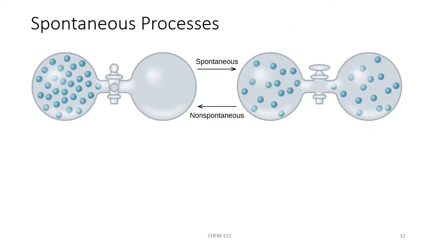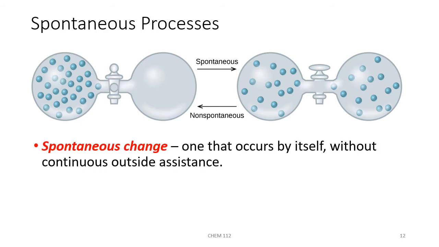Next, we're going to learn about spontaneous processes. Spontaneous processes have a natural tendency to occur in one direction given a set of conditions. A spontaneous change is one that will occur by itself without continuous outside assistance. So for example, if we have a gas and it's separated by a valve, and we were to open that valve, the gas would spontaneously flow into the other side that is a vacuum. It has no gas particles in there, and so they will start migrating to the other side until they are essentially equally distributed between the two containers.